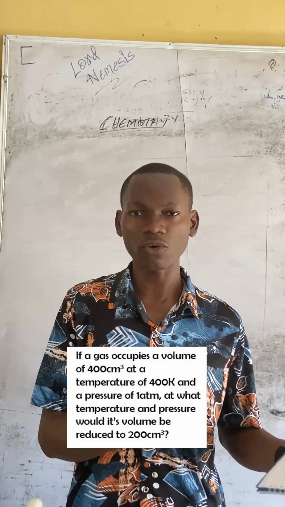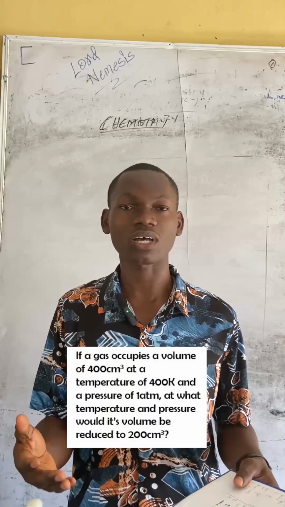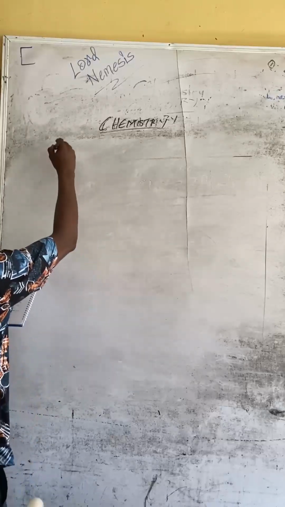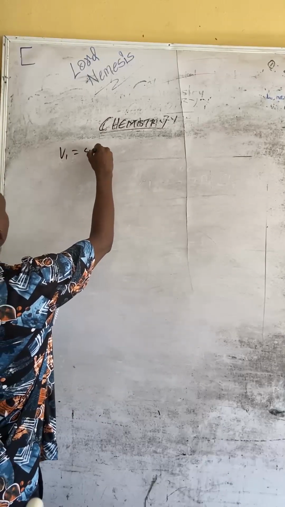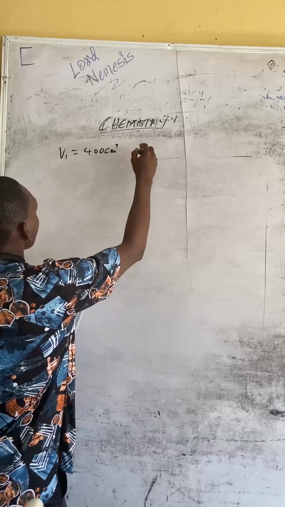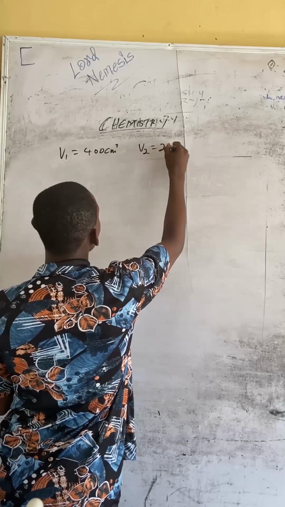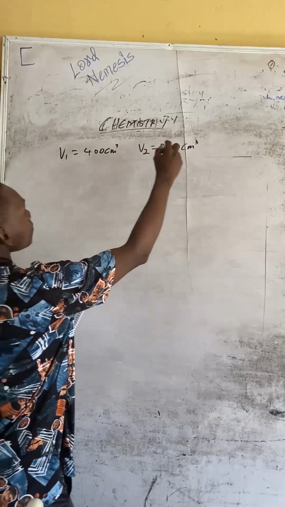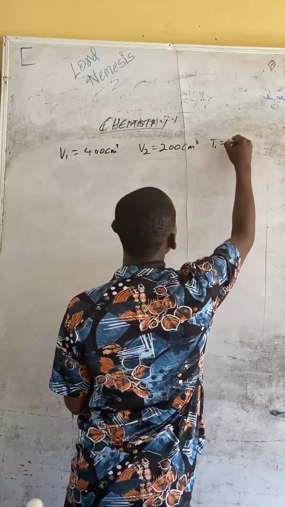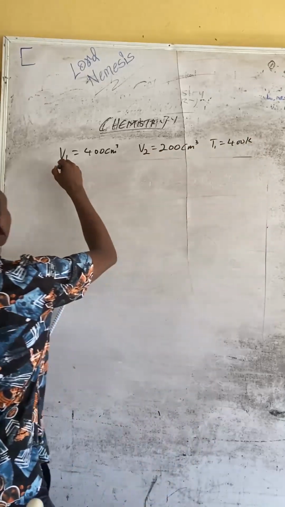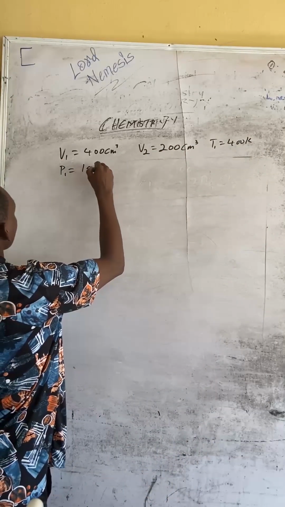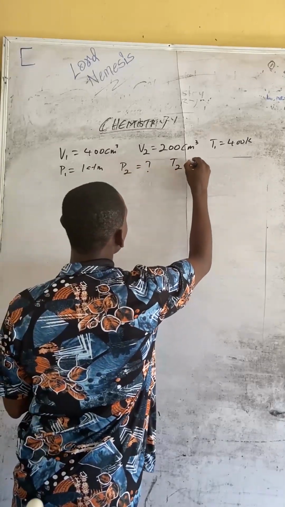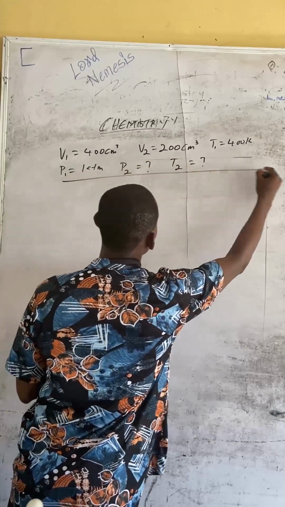We are given the initial volume and the final volume, and asked to calculate for pressure and temperature. Now let's simply do that. Let's write out all the parameters given to us. In that question, we are told that the initial volume is 400 cm³, and it was reduced to 200 cm³. We are also given the temperature to be 400 Kelvin and the initial pressure to be 1 atm. And they asked to calculate for the final pressure and the final temperature.